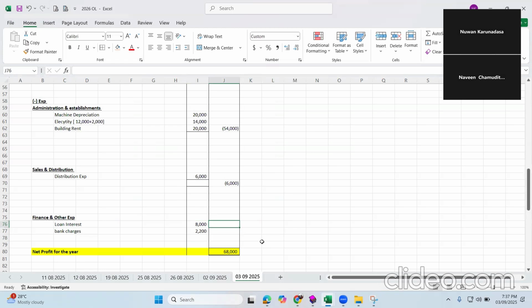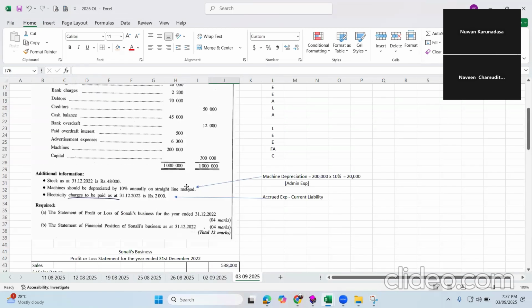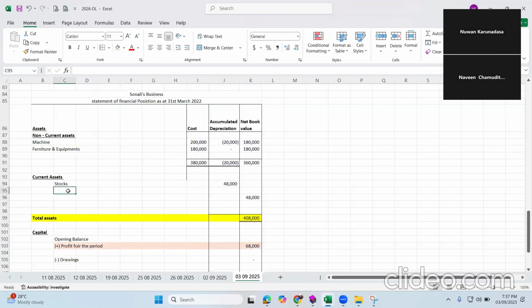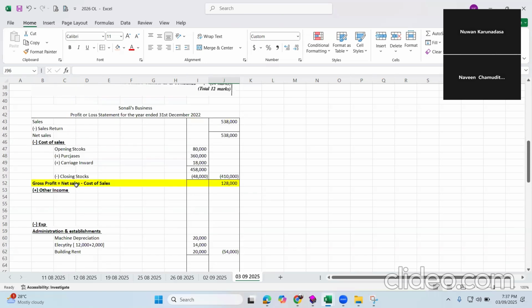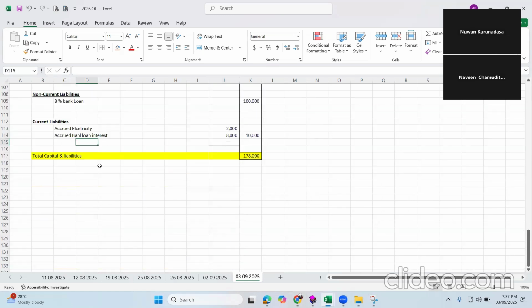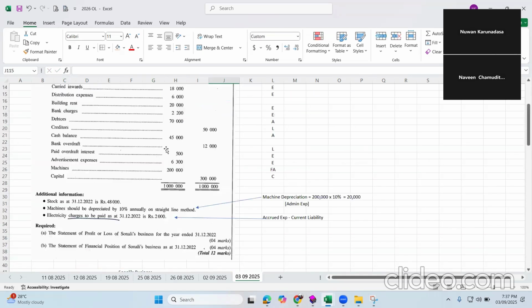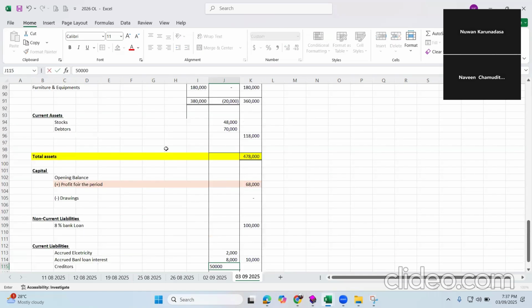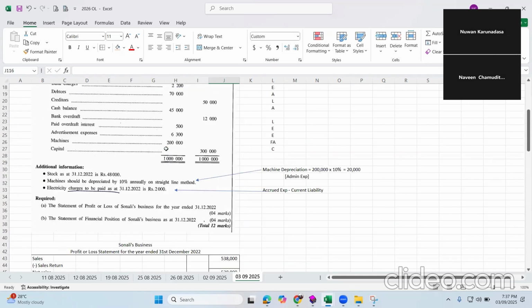Bank charges 2,200. Then debtors, current assets, 70,000, to the statement of financial position. Debtors 70,000 here. Then creditors 50,000, current liability. Creditors, current liability. How much? 50,000. Creditors 50,000. Cash balance 45,000.